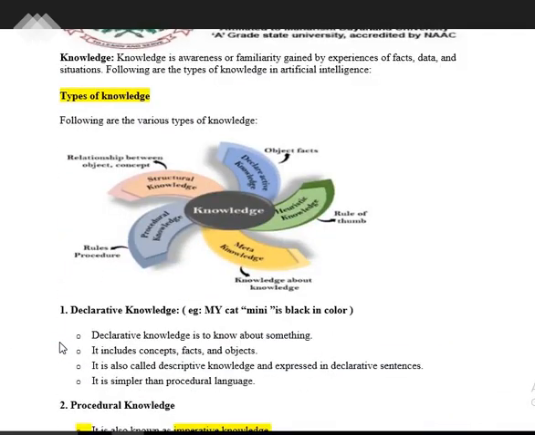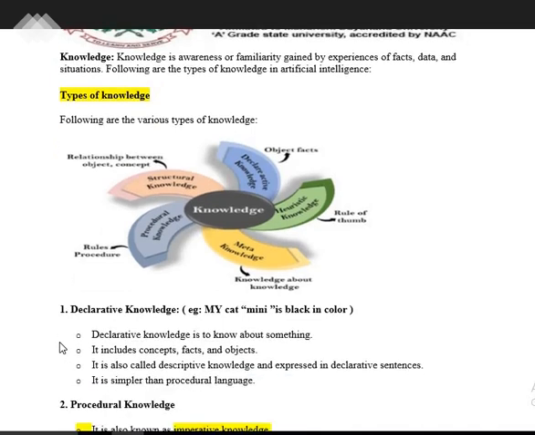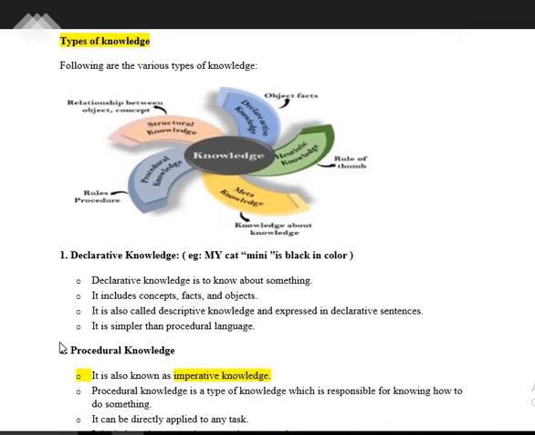Knowledge is the awareness or familiarity gained through experience of facts and data in a situation. Now, what are the types of knowledge? There are many types of knowledge, and we will come across a few. Knowledge can be provided by declarative knowledge, heuristic methods of representation, procedural knowledge, structural knowledge, etc. Let's have an example. What is declarative knowledge?